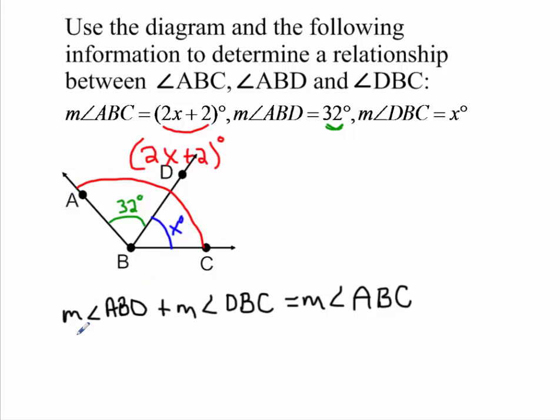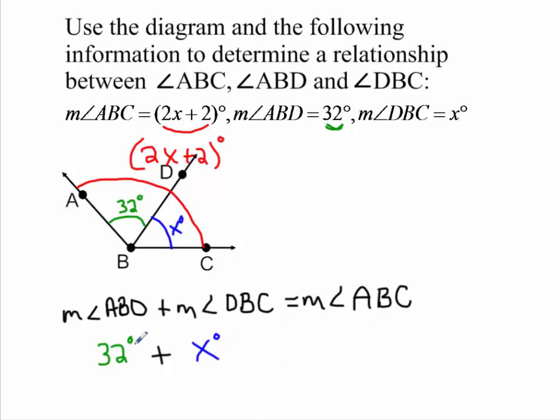And now I can go and substitute the actual measures. So what represents the measure of angle ABD? Well, ABD is this angle here. The measure of this angle is 32 degrees. So I can substitute that. This is 32 degrees plus, well, what's the measure of angle DBC? So DBC is this angle here. And I can see the measure of this angle is represented by x degrees. So I can substitute that value in. So that's the measure of angle DBC.